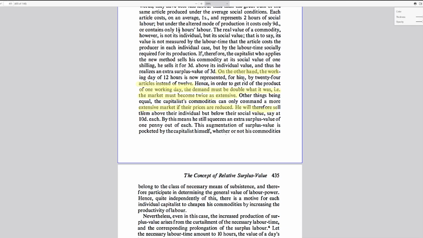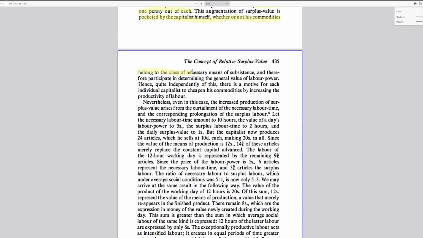He will therefore sell them above their individual, but below their social value, say at 10, whatever, each. By this means, he still squeezes an extra surplus value of 1 penny out of each. This augmentation of surplus value is pocketed by himself, whether or not his commodities belong to the class of necessary means of subsistence, and therefore participate in determining the general value of labor power. Hence, quite independently of this, there is a motive for each individual capitalist to cheapen his commodities by increasing the productivity of labor.